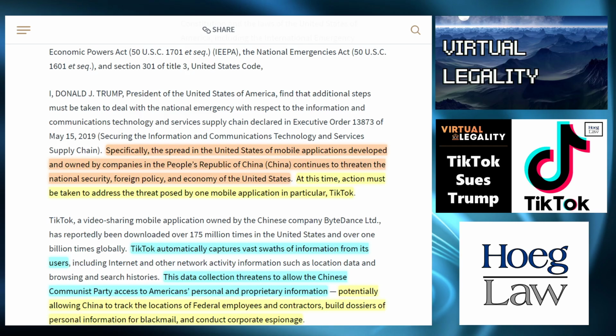Specifically, the spread in the United States of mobile applications developed and owned by companies in the People's Republic of China continues to threaten the national security, foreign policy, and economy of the United States. At this time, action must be taken to address the threat posed by one mobile application in particular. Note that that specific mobile application is named in this order as part of the findings. That's going to be important for the lawsuit as we take a look.